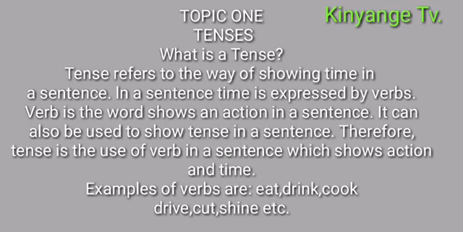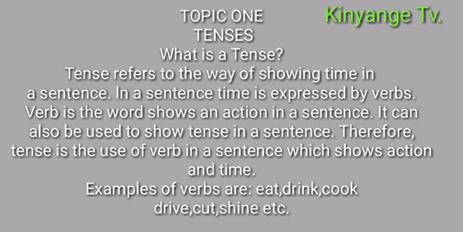Topic 1. Tenses. What is a tense? Tense refers to the way of showing time in a sentence. In a sentence, time is expressed by verbs, and the verb is the word that shows an action in a sentence. Therefore, tense is the use of a verb in a sentence which shows action and time.